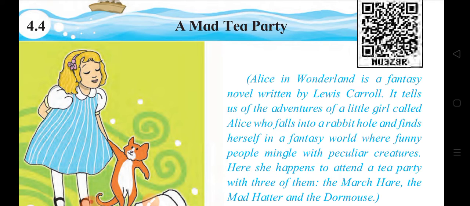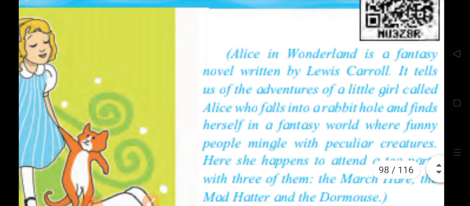Now, Alice in Wonderland is a fantasy novel written by Lewis Carroll. Fantasy means something which is very imaginative, and there are magical things in a fantasy. Here it is also a fantasy, which is imaginative fiction involving magic as well as a lot of adventure. So let's see what adventures and what magical things are there in this lesson. It is written by Lewis Carroll, and tells us of the adventures of a little girl called Alice.